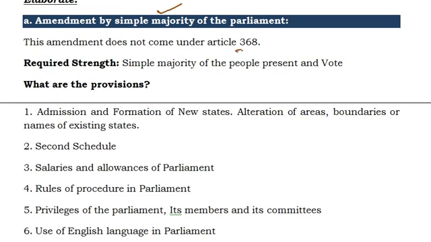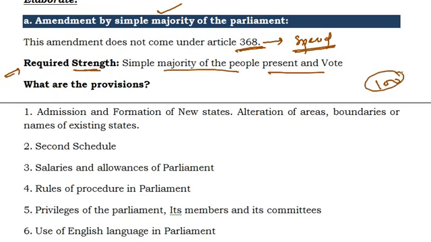This is not under article 368. Article 368 clearly speaks about special majority, not about simple majority. Simple majority has a very simple meaning. What is the required strength for this amendment? It is a simple majority of the members present and voting. Let us say there are only 100 members present on the particular day when the constitution amendment bill was introduced in the parliament. If 51 people support the amendment, then the bill is passed. That is the meaning of simple majority.